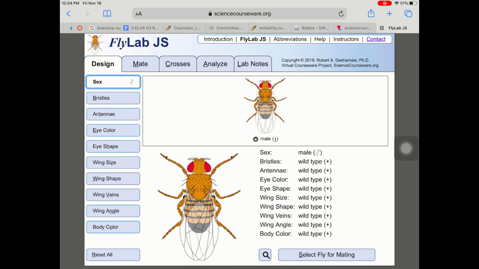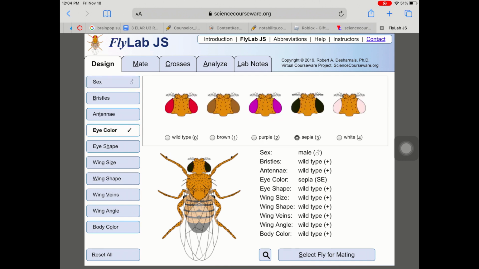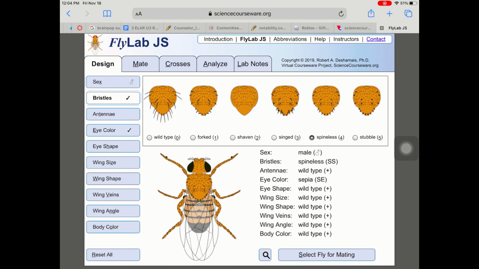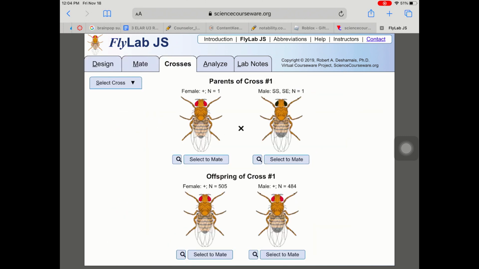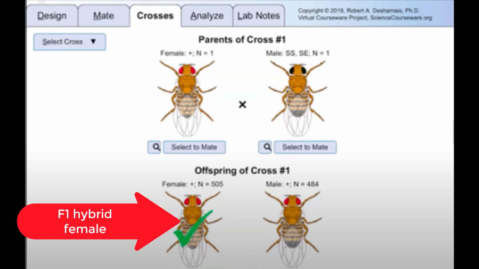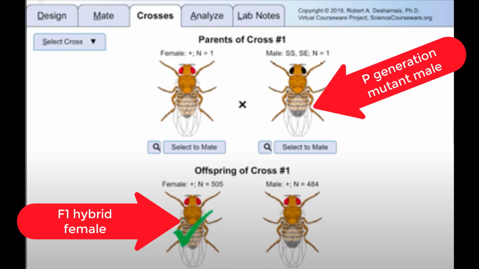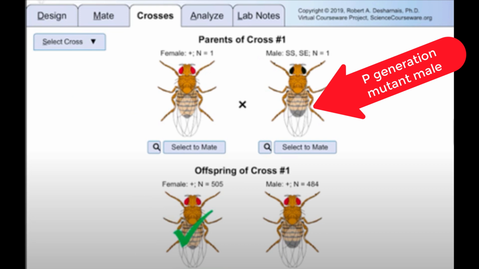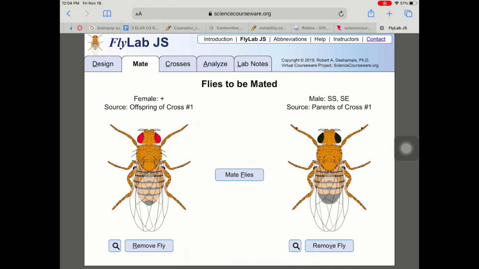In this cross, the data will first give you information about the mutant traits of sepia eye and spineless bristles. In the remaining crosses for this lab, you will follow the same format, producing an F1 hybrid and then performing a test cross using the F1 hybrid and the male mutant fly from the first generation.